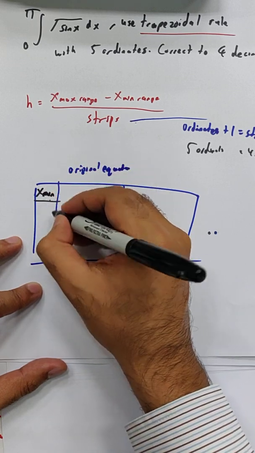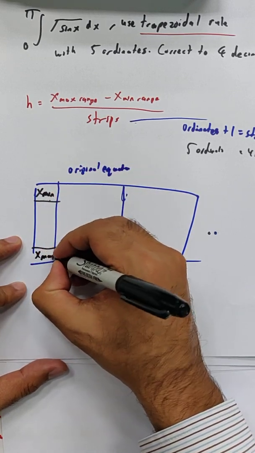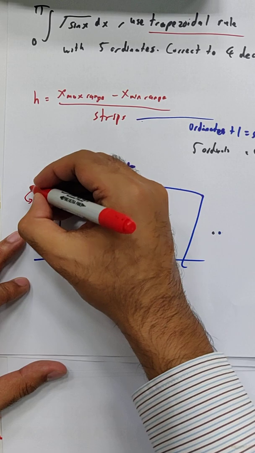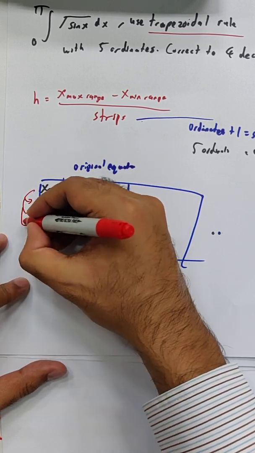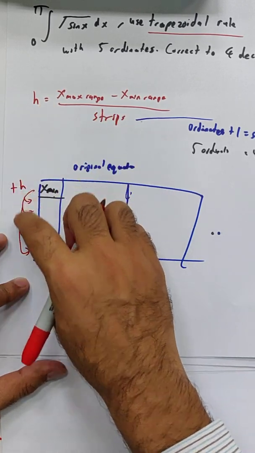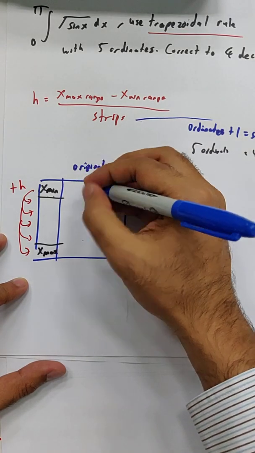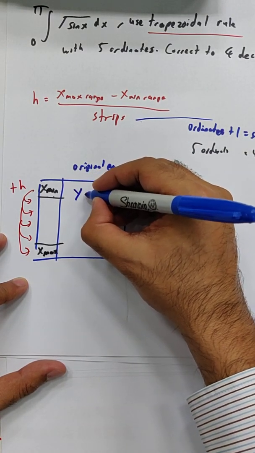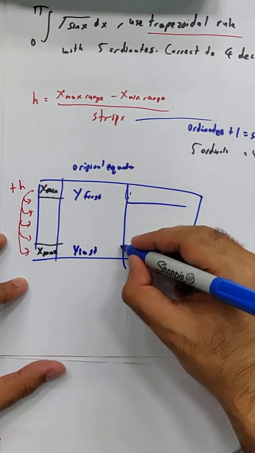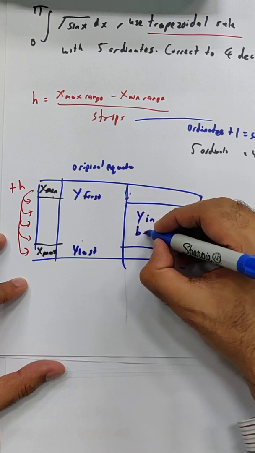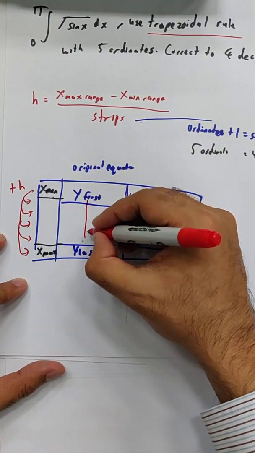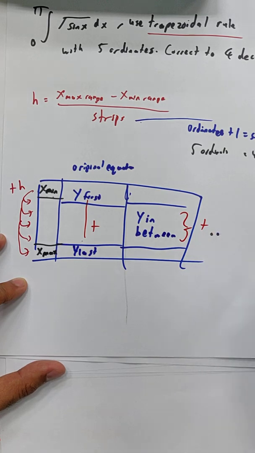This one you start with x min and final will be x max, the range. You plus with what? You plus with number of h you got over here. And remember, you want to calculate x, y min, y first, y last, and everything over here is y in between. This one here, plus it up. This one here, plus it up.